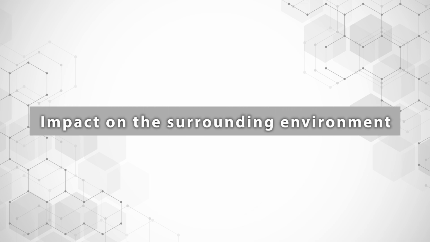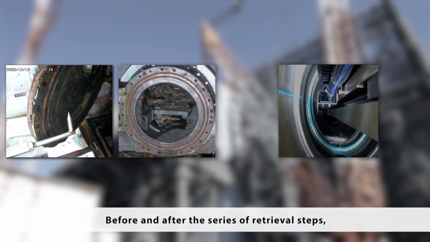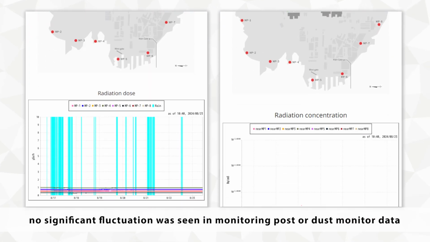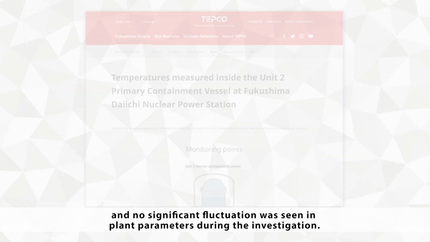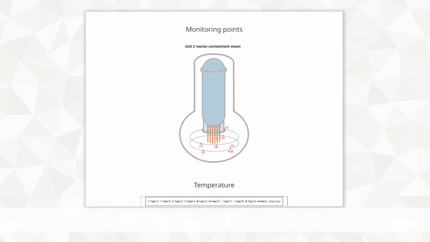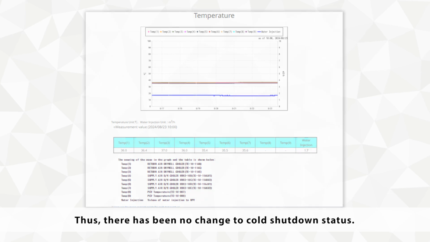Checking for any impact on the surrounding environment. Before and after the series of retrieval steps, no significant fluctuation was seen in monitoring post or dust monitor data, and no significant fluctuation was seen in plant parameters during the investigation. Thus, there has been no change to cold shutdown status.